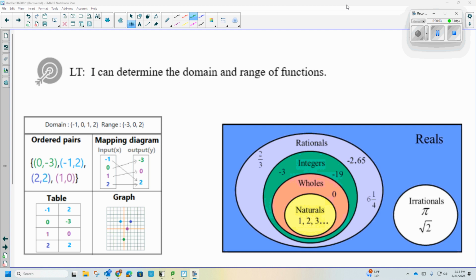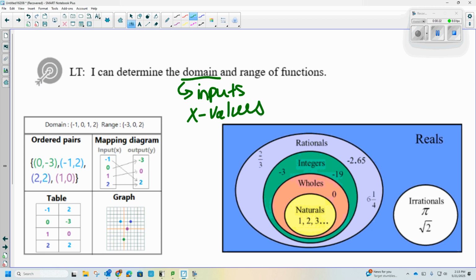Today's learning target is I can determine the domain and range of functions. All right, so when we're talking about the domain, we're talking about the inputs or the x values. When we're talking about the range, we're talking about the outputs or the y values.